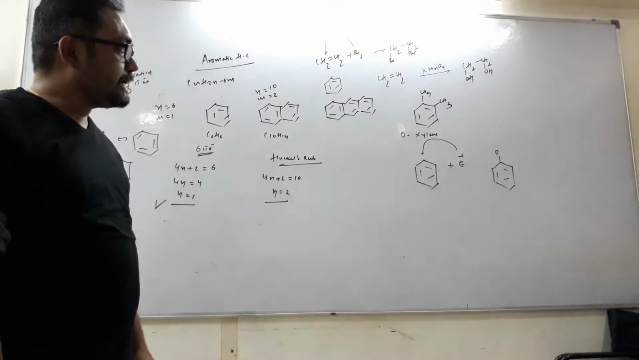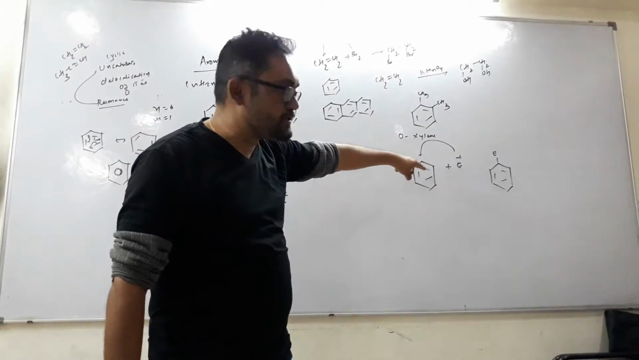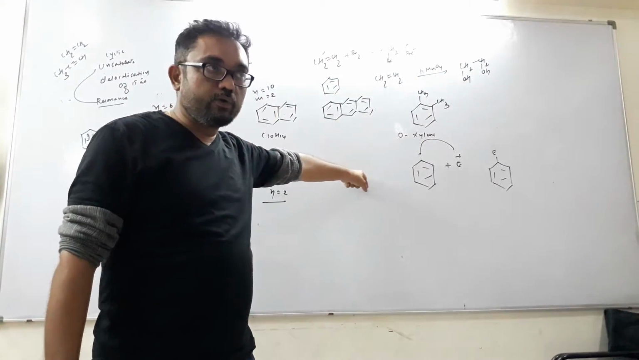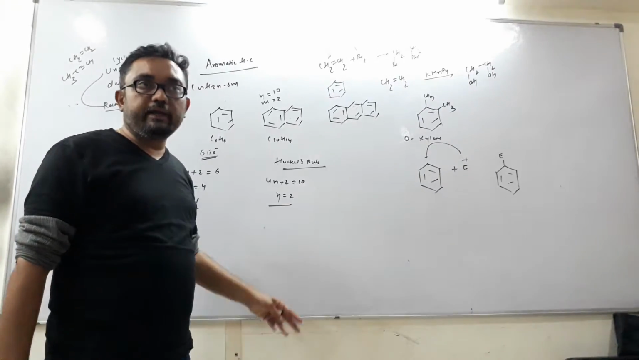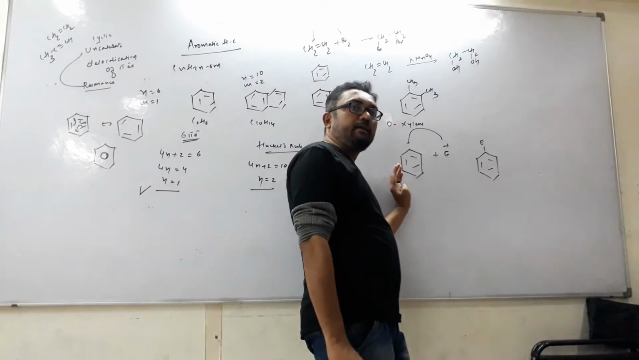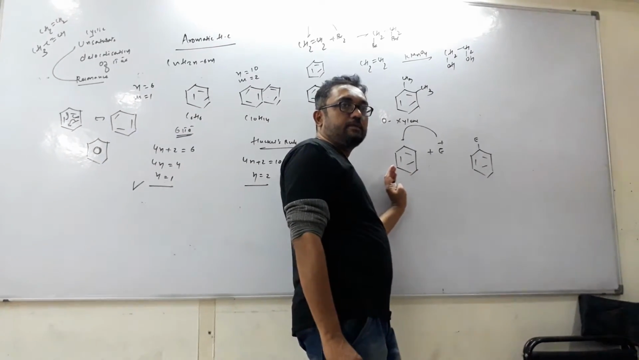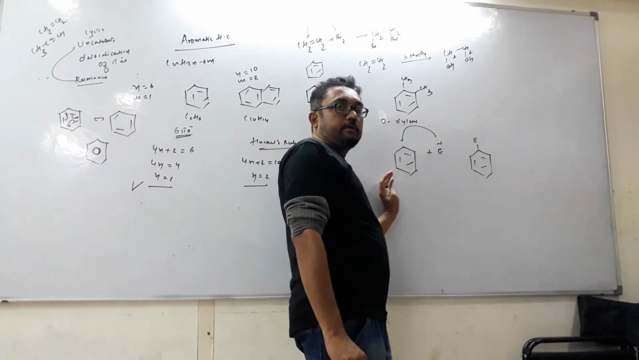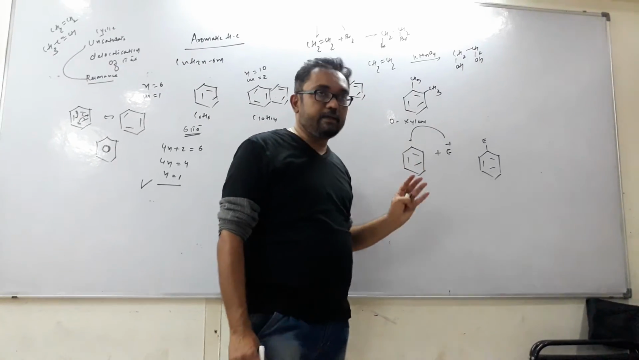Understood? Can you draw the mechanism of this electrophilic substitution? Try to draw the mechanism. How does the reaction proceed? The hydrogen of this ring is displaced by an electrophile, substituted by an electrophile. So just think how the reaction will proceed.